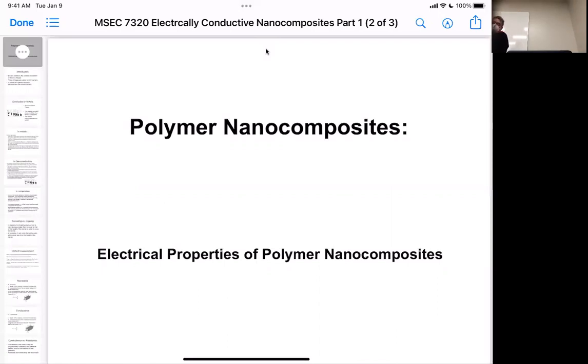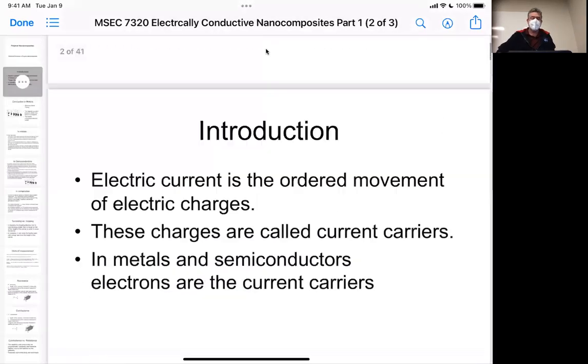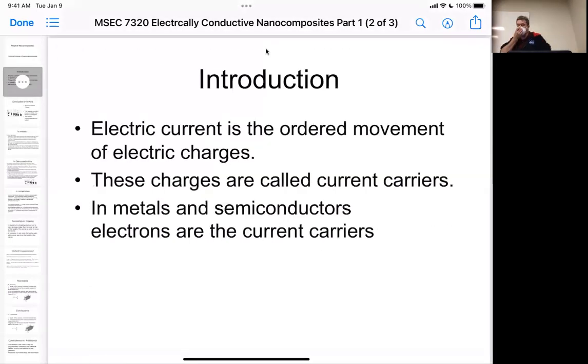But so today I'm going to give a talk on electrical properties of conducting nanocomposites, specifically tolerant-based nanocomposites. And so I want to start with some basics before we get on too far. First of all, you know, electric current is an ordered movement.